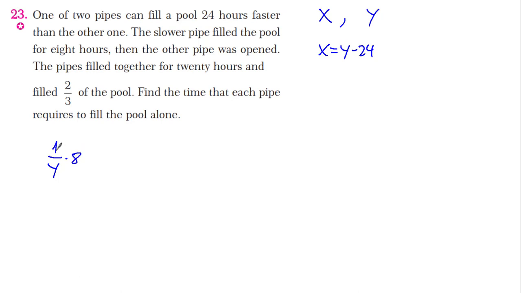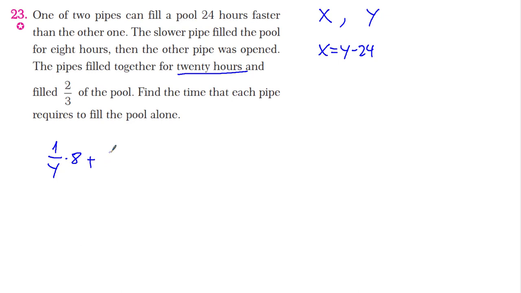What does it mean? If the slower pipe, y, can fill it in y hours, in 1 hour it will fill 1 over y of the pool. So it worked for 8 hours. Then the other pipe was opened. The pipes filled together for 20 hours. So for another 20 hours, pipe X and pipe Y worked together.